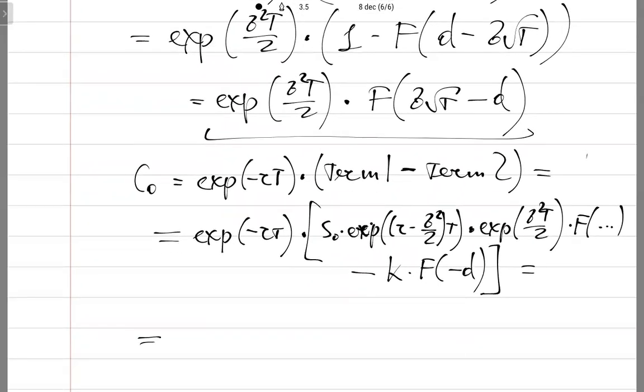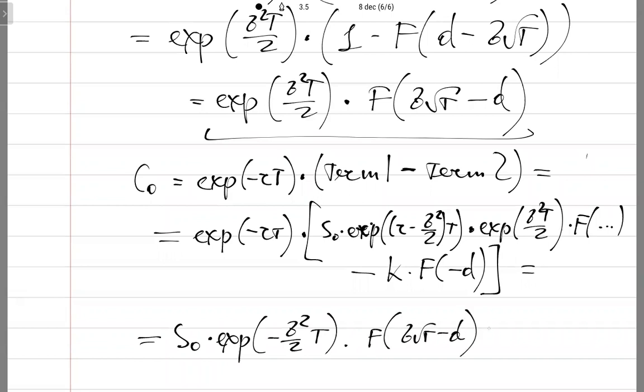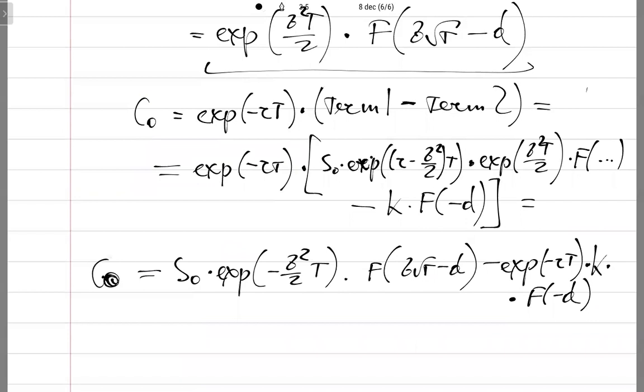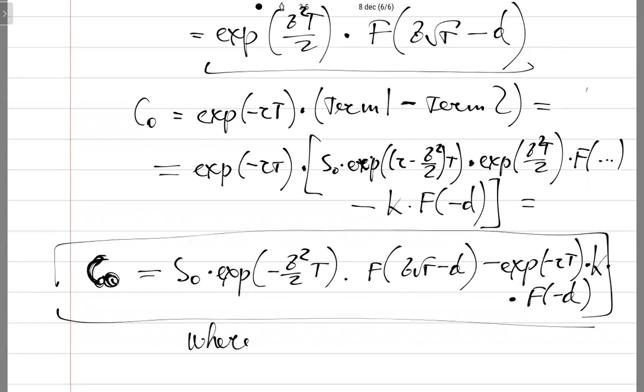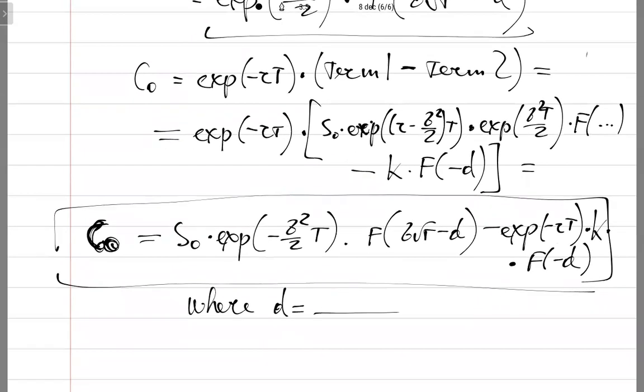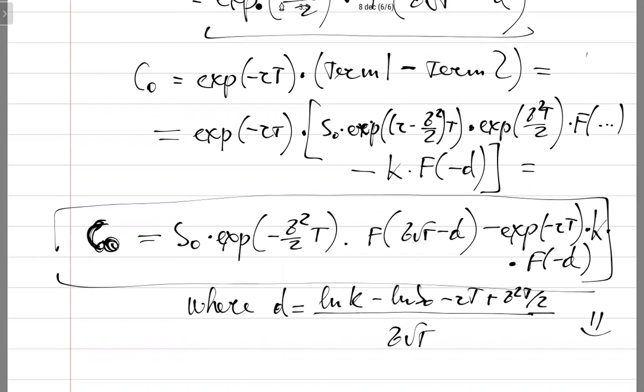And finally, something will disappear. The first term will leave us with S0, exponent minus RT and exponent RT will disappear, and the sigma squared over 2 terms too. So we have S0 times F of sigma square root of T minus D, minus exponent of minus RT times K times F of minus D. So this is the current price of a call option in the Black and Scholes model, where D is the copy of the ugly guy: logarithm of K minus logarithm of S0 minus RT plus sigma squared over 2 times T, over sigma square root of T. Finally, we get it.